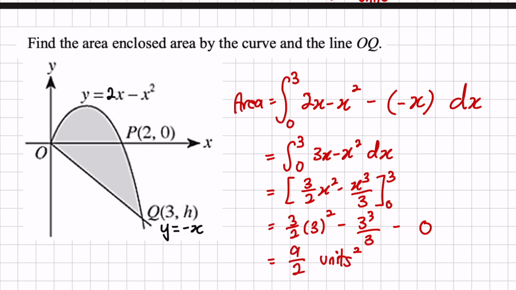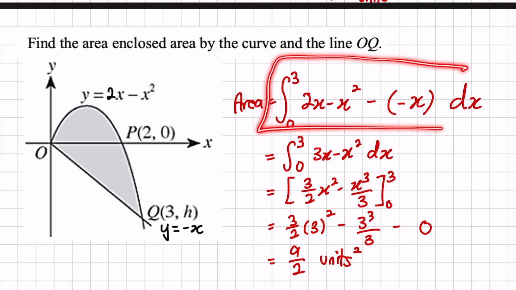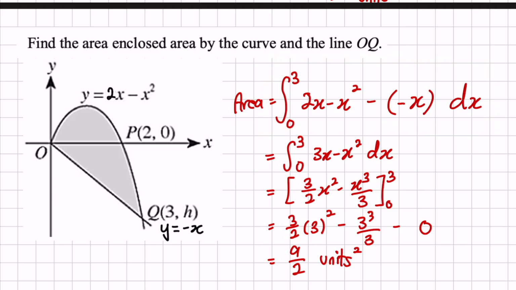This is for the area here. But I think you may be confused about how come, if this part of the graph lies below the x-axis, I can still take curve minus line? This expression over here works for all kinds of scenarios. Why does it work that way?